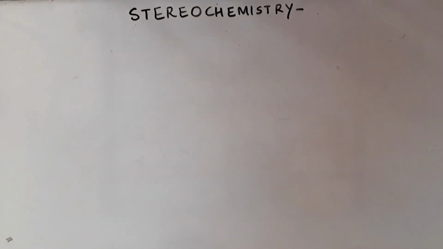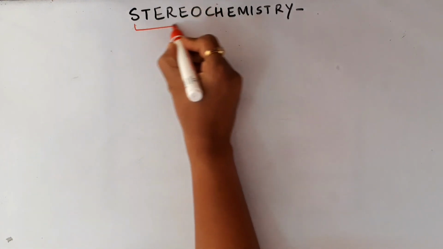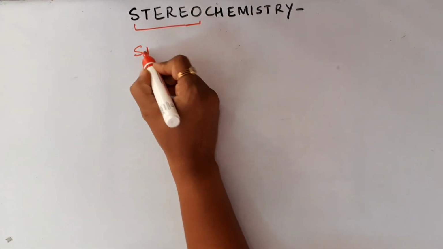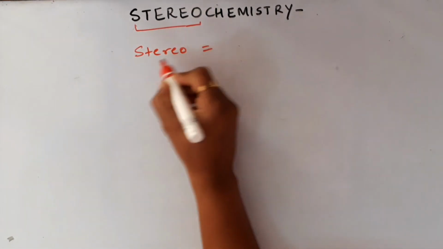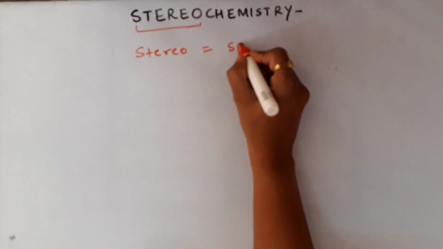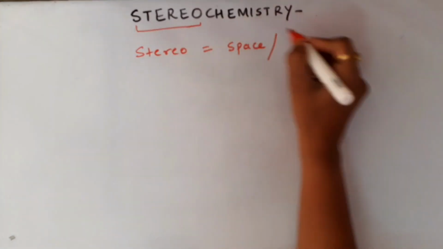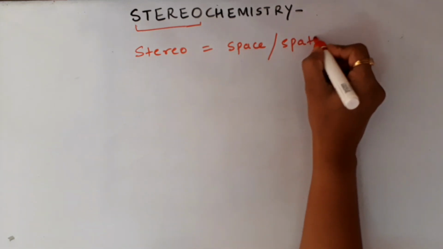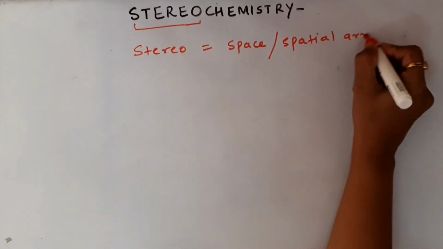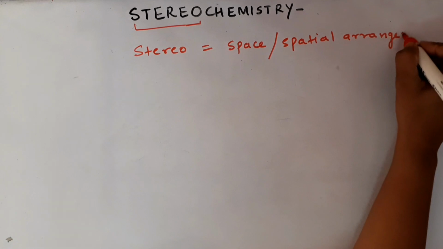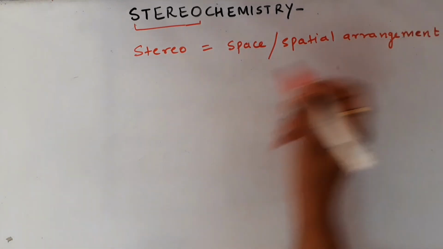Hello everyone, we are going to study in this video about stereochemistry from chapter haloalkanes and haloarenes. First, let us understand the meaning of the word stereo. The word stereo talks about space and stereochemistry talks about the spatial arrangement of atoms. How are the atoms arranged in a molecule?